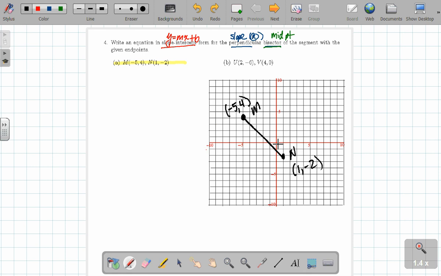Keep in mind, we went to y equals mx plus b form. Immediately, there's only two things we need. A what and a what? We need a slope and an intercept, not a midpoint. We need a slope and a y-intercept. That's it. So step number 1 is we're going to find the slope of our given line.